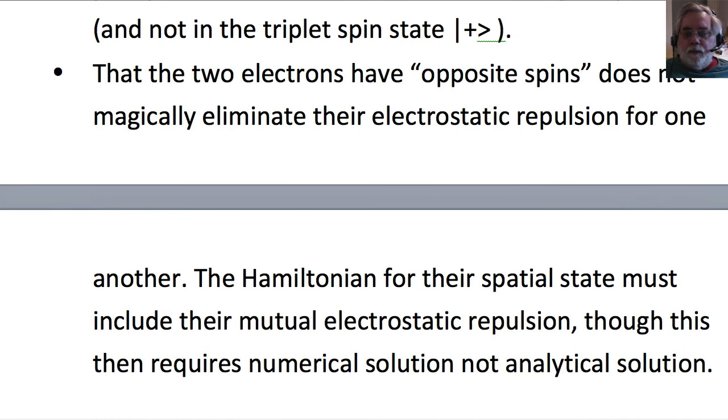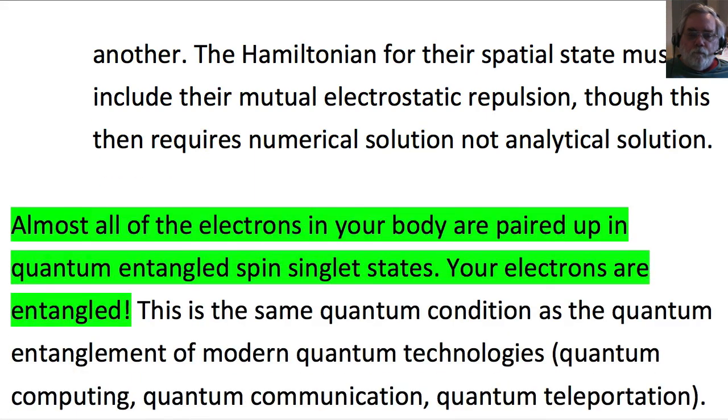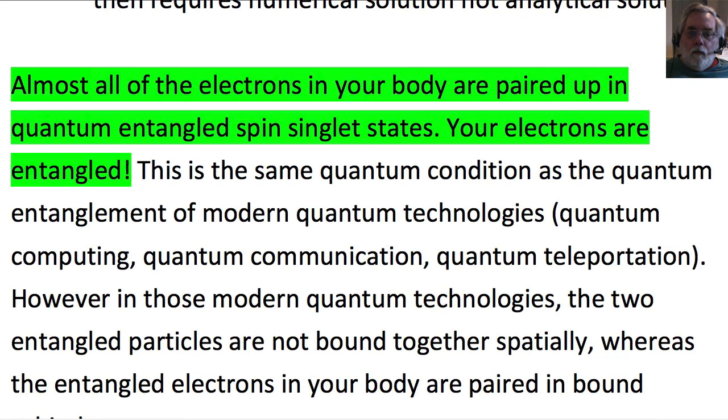That the two electrons have opposite spins does not magically eliminate their electrostatic repulsion for one another. The Hamiltonian for their spatial state must include their mutual electrostatic repulsion, though this then requires numerical solution, not analytical solution. Almost all of the electrons in your body are paired up, pairs in orbitals. They're paired up in quantum entangled singlet spin states. Your electrons are entangled. You may have heard of this word entangled in articles about quantum mechanics, and it sounds very exotic. Almost all your electrons are entangled.